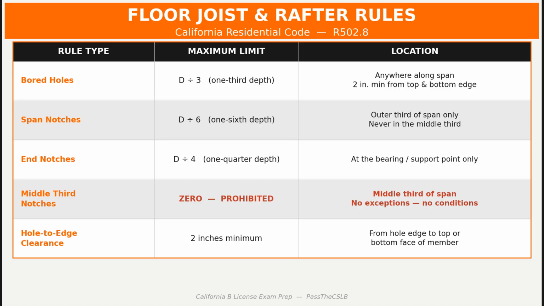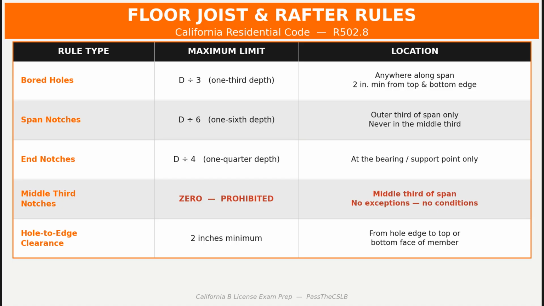Engineered wood products, the exception that overrides everything. Everything I have told you so far applies to solid sawn lumber only. California Residential Code R502.8.2 draws a hard boundary. The solid lumber rules do not apply to engineered wood products. Engineered wood products include I-joists, laminated veneer lumber, LVL, structural composite lumber, glue laminated beams known as glulam, and prefabricated roof trusses. The code is explicit.